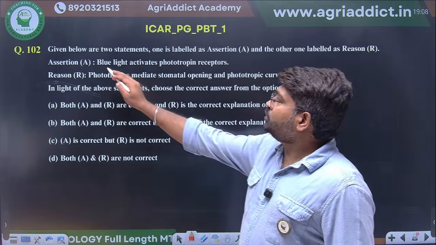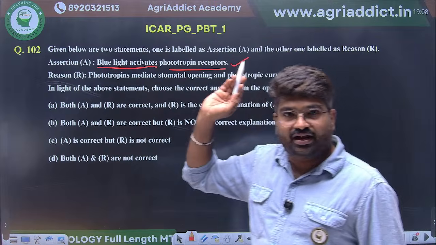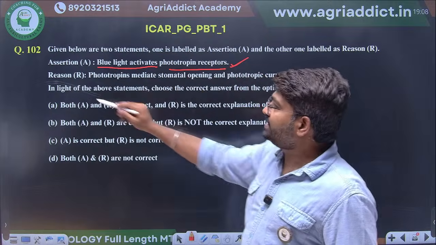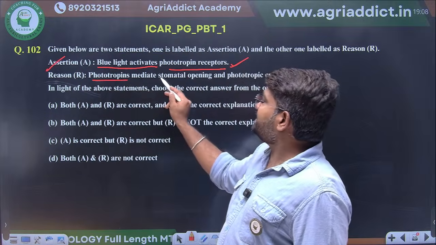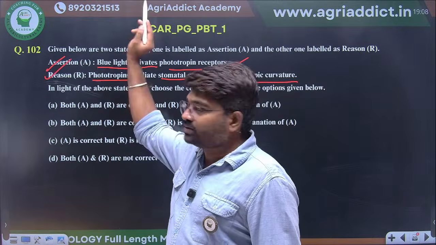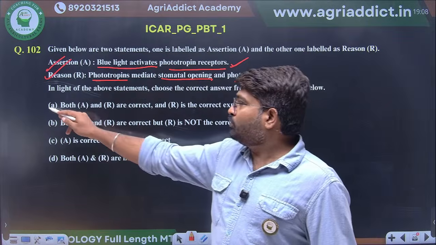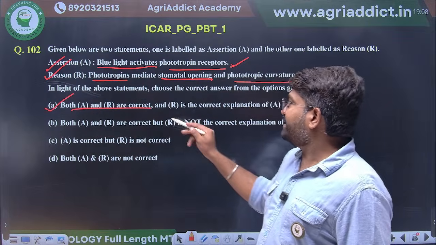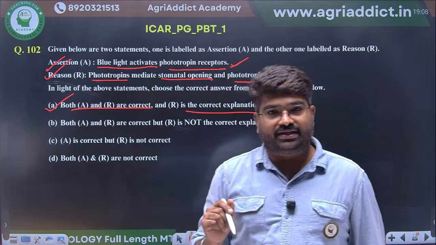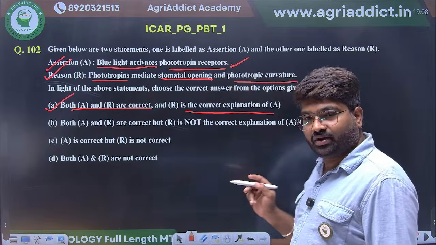Okay. Blue light activates phototropin receptor. We already saw this one in the last lecture. Yes, blue light will activate the phototropin receptor. This is true. Phototropins mediate stomatal opening and phototropic curvature. This is also true. In yesterday's lecture we saw. So what will be the answer for this? Both A and R are correct, and R is the correct explanation of A. Okay, this we already saw in yesterday's lecture. That's why I am going very fast.